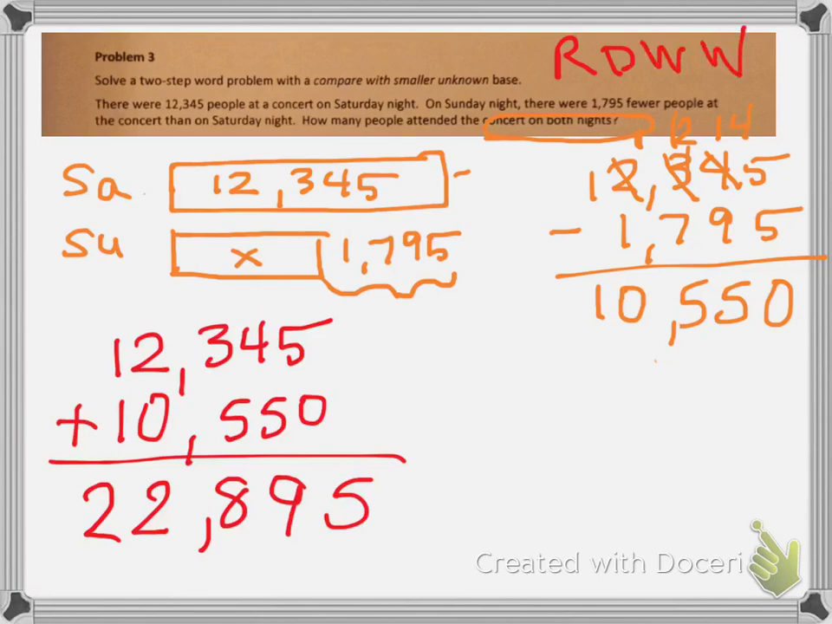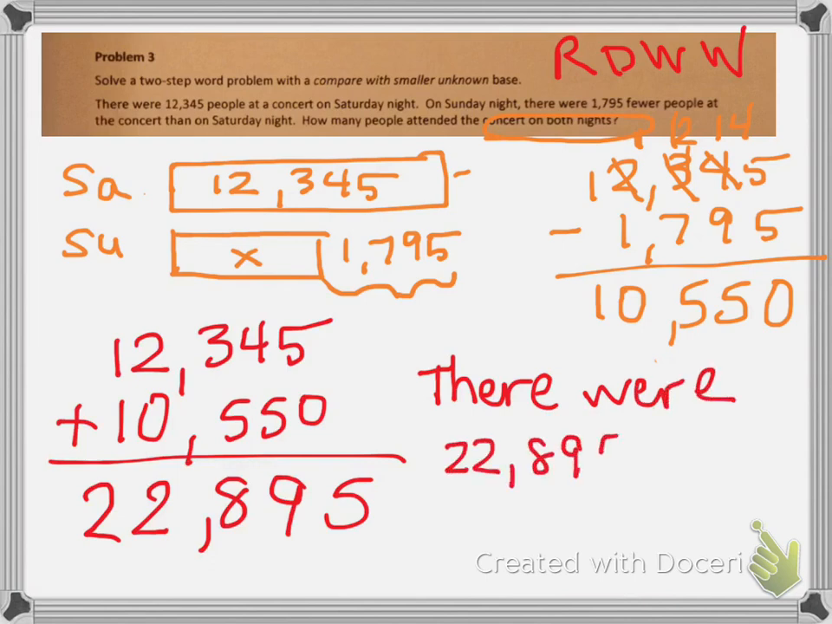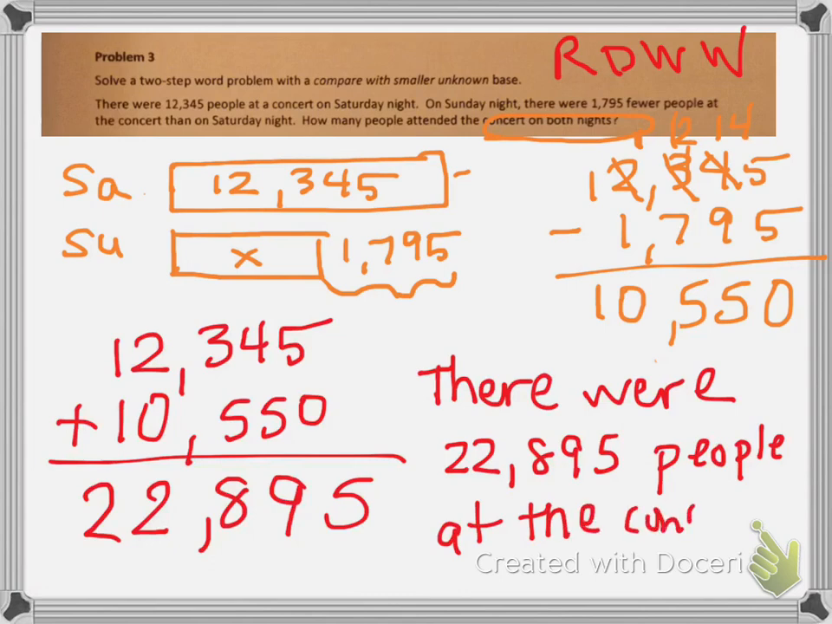RDWW. Okay, I did my picture, I did my math. Now I need to write my statement. Okay, there were 22,895 people at the concerts. On Saturday, and I'm going to do just the abbreviation, and Sunday. There's my abbreviation. Okay, so that is the total.